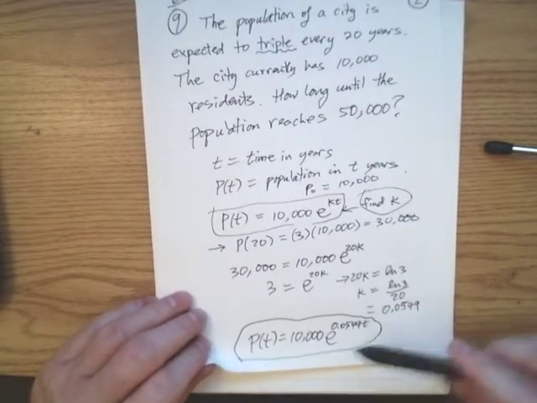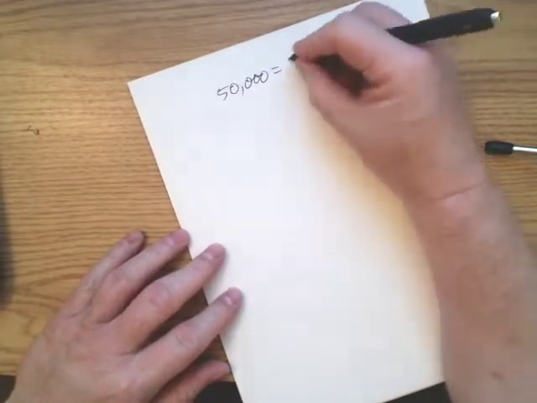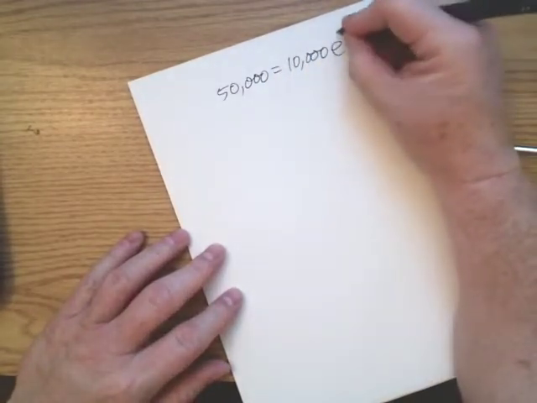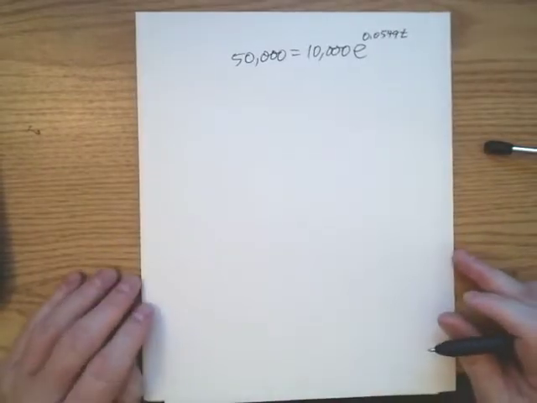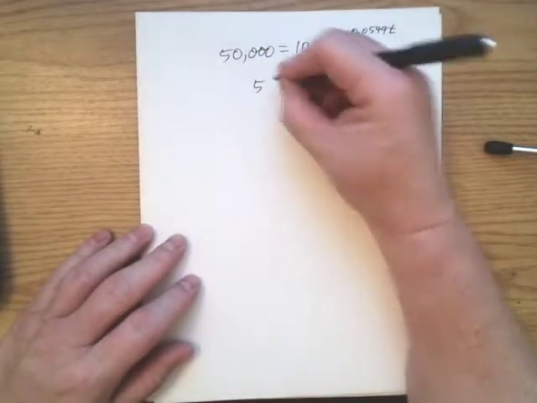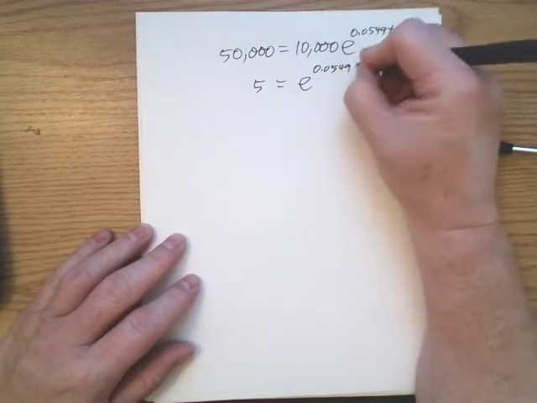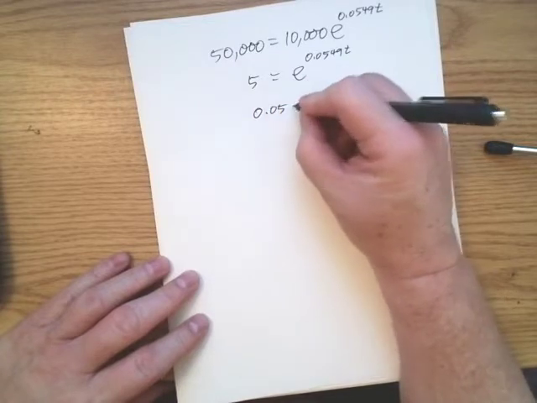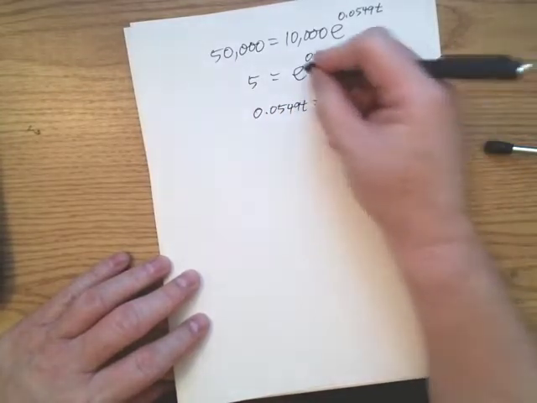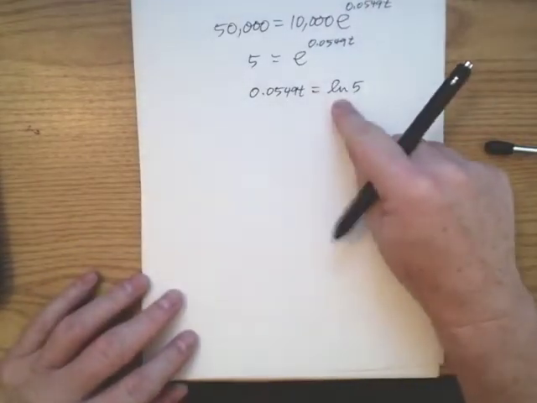Now here's what we want to do. We wanted to find t when the population was 50,000. So we're going to go like this: 50,000 is equal to 10,000 e to the 0.0549t. Makes sense? Divide on each side by the 10,000. You see we've got 5 on this side, is e to the 0.0549t. Rewrite that as a logarithmic equation. The 0.0549t is the exponent. The base is e, as you can see, so we're looking at the natural logarithm of 5. Remember how we don't usually write logarithm base e.